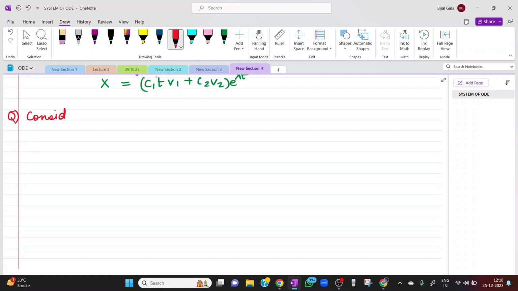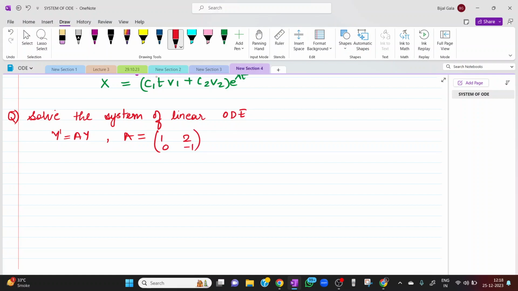Solve the system of linear ODE y dash equal to Ay, where A is equal to [1, 2; 0, -1], y is equal to [y1 of x, y2 of x], and we have y of 0 is equal to [2, -1].